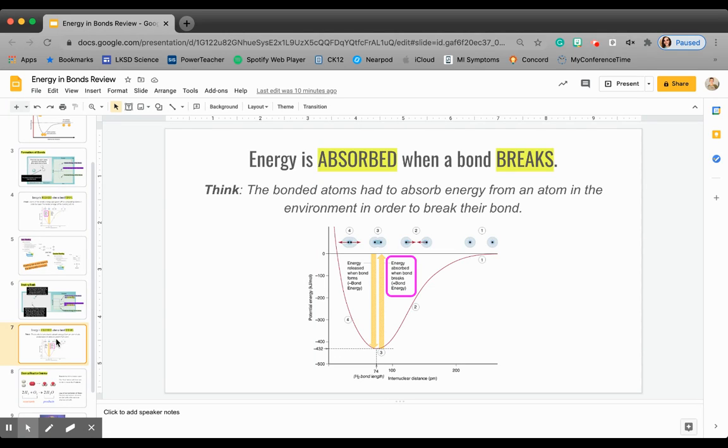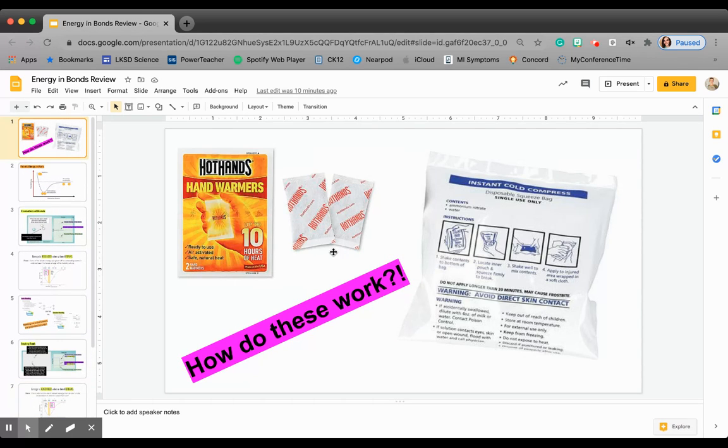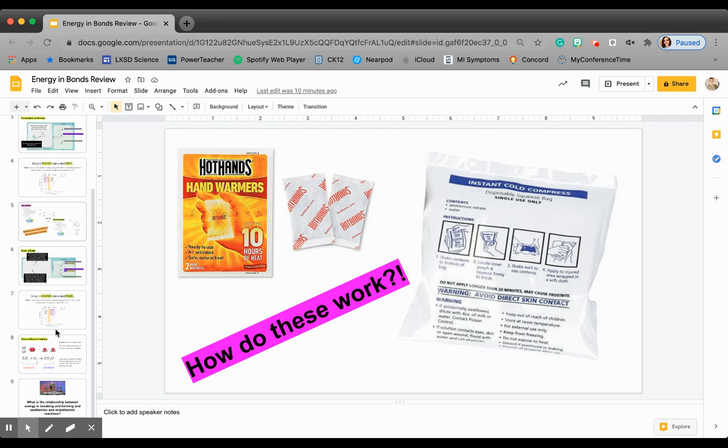You have to think back and say, the bonded atoms have to absorb some of that extra kinetic energy from another atom in the system. If it absorbs that extra kinetic energy, bumps their energy up, they have to break because they're unstable, right? So we're going to take those ideas back with us when we talk about hot packs and cold packs. Specifically looking at whether or not those reactions are, and some of you mentioned this before, exothermic or endothermic.